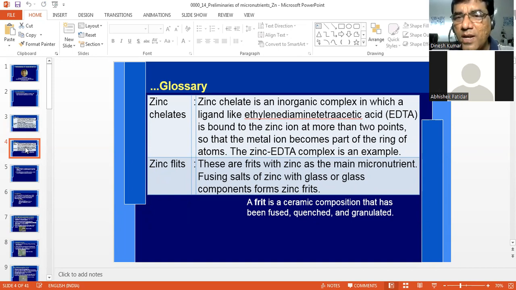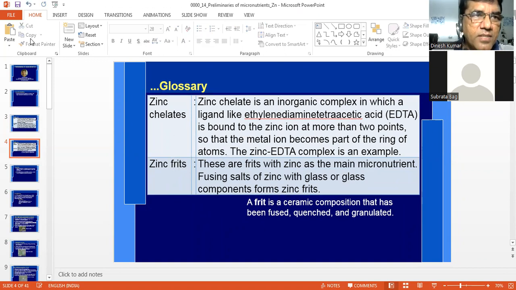Zinc chelate is an organic complex in which a ligand like ethylene diamine tetraacetic acid, you can remember this complicated full form of EDTA, is bound to the zinc ion at more than 2 points so that the metal ion becomes part of the ring of atoms. The zinc EDTA complex is an example. So zinc EDTA can be used as a foliar spray. Zinc frits, sorry, this is frit, F-R-I-T-S.